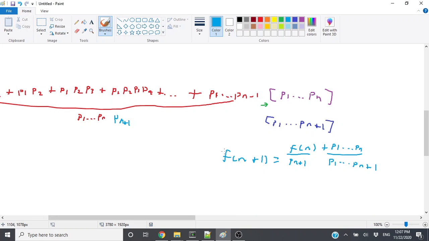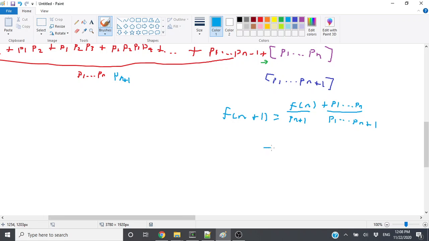So it's f of n over Pn plus 1 plus this and that, which is essentially the same as f of n plus 1 over Pn plus 1. So what we want to do is do this with a segment tree. That would be how it works.